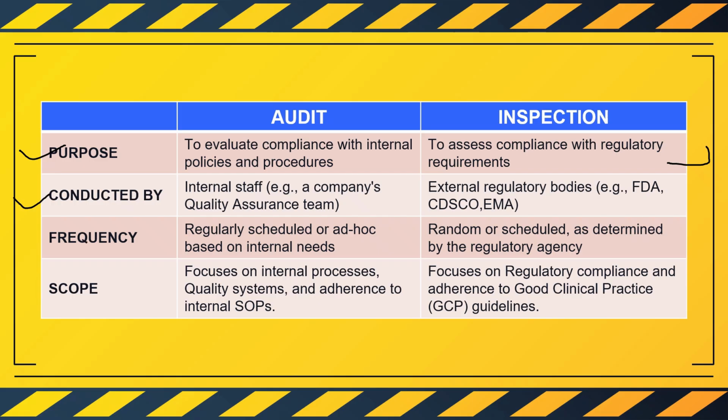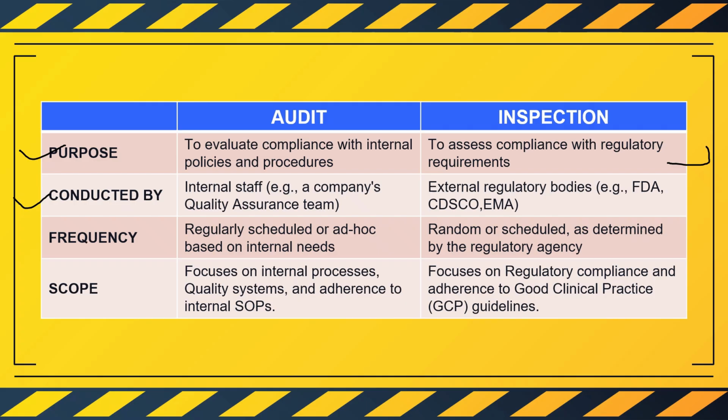Second thing is who conducts an audit and who conducts the inspection. So the audit is conducted by internal staff, that can be a company's quality assurance team, and most probably, to remain unbiased and neutral, the sponsor would give the responsibility of auditing the personnel of a particular site to a third party vendor also. So a third party vendor on behalf of the sponsor would conduct an audit at your particular site.